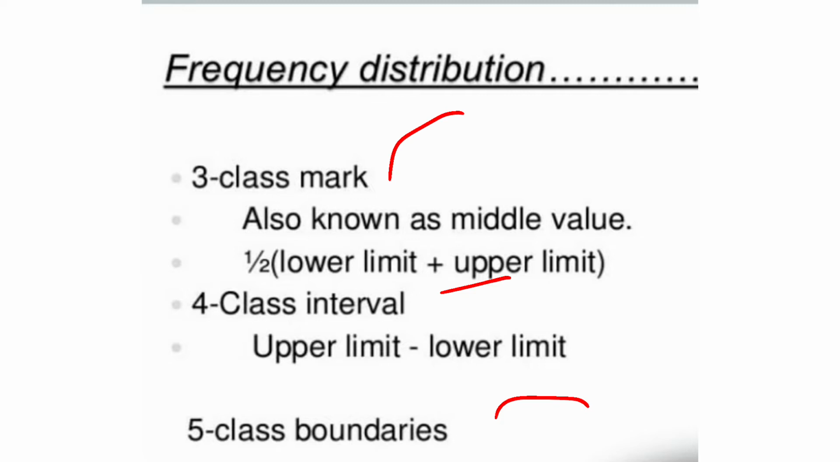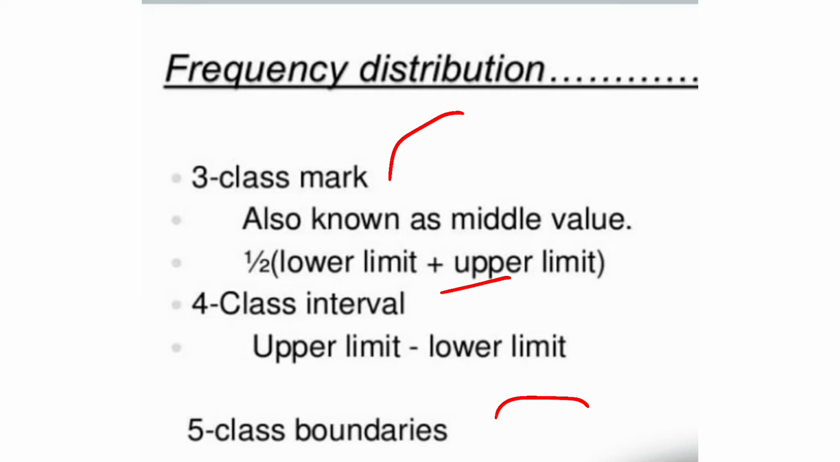Okay, next take the class interval 15 to 20. So 15 to 20, the lower limit is 15, upper limit is 20. So 20 plus 15 is 35, divided by 2 is 17.5. So in between 15 and 20, the middle value is also 17.5, which is your class mark.